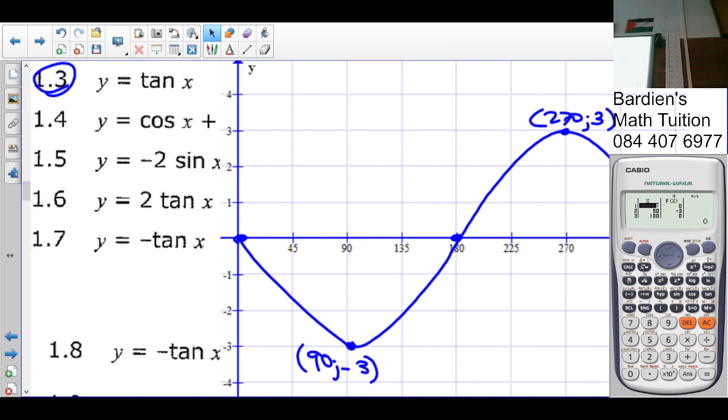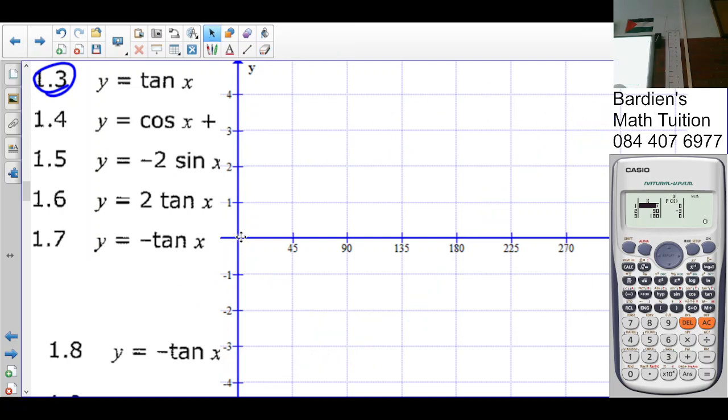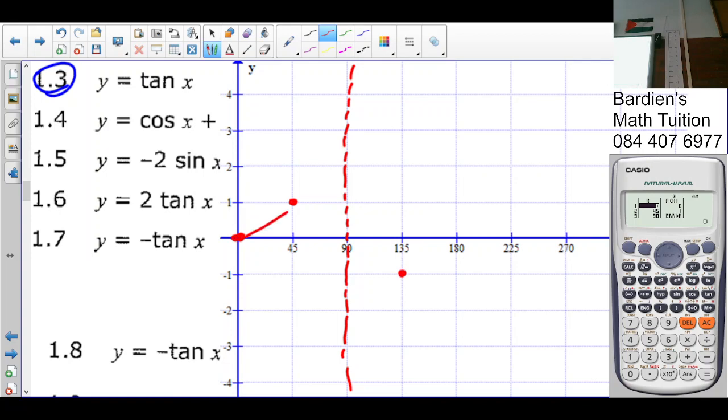1.3. Same story. Enter in the calculator. Tan x. Now we say AC. AC again. So tan x. Alpha x, equals, start at 0 to 360, but now you put steps of 45 degrees. Okay. So 0 is 0. 45 is 1. 90 is an asymptote. 135 is negative 1.